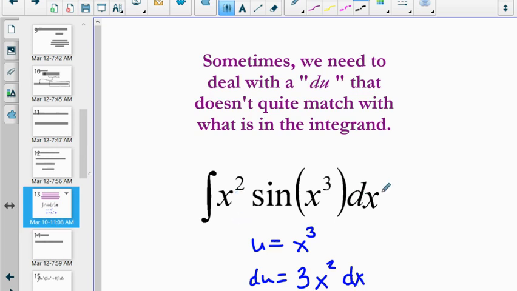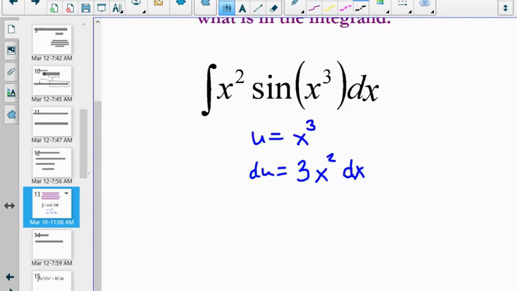And this doesn't quite match up with what we've got. I can take that x cubed and replace that with a u, so that part's okay. I've got x squared dx, and golly, it would be nice if I had a 3x squared dx. But I don't. There's a couple different ways we can do this.